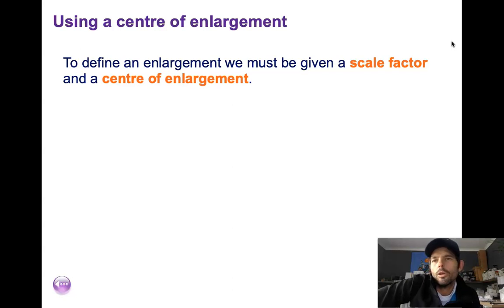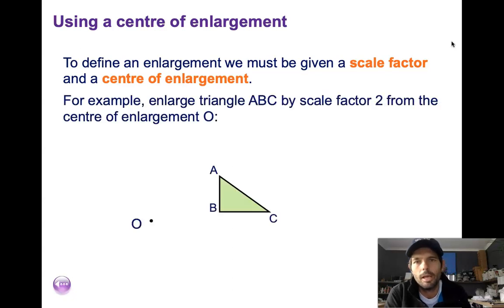So you can also use a center of enlargement. To define an enlargement, we must be given a scale factor and a center of enlargement. What that means is, if I give you a smaller shape like triangle ABC, and I say enlarge it by scale factor 2 from the center of enlargement O, then we need to draw a line from the center of enlargement O to each vertex.